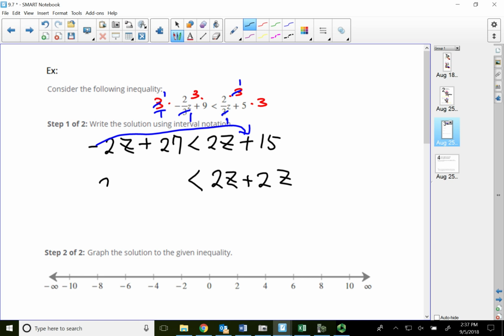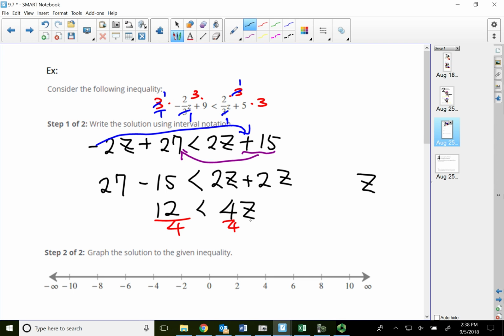On the left side, 27 still 27. When positive 15 comes over, it becomes negative 15. So here, when I combine like terms, that will be 4z equal to 12. So divide both sides by a positive 4. My answer, z, right? Z is greater than 3.